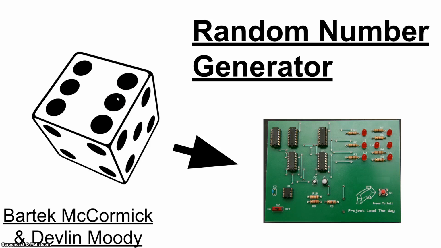Hello, my name is Bartek McCormick, and this is the Random Number Generator project. I worked on this project with Devlin Moody, and I'm going to be going through a presentation going over how the random number generator circuit works and how you're able to take the function of a die and convert it into a circuit.